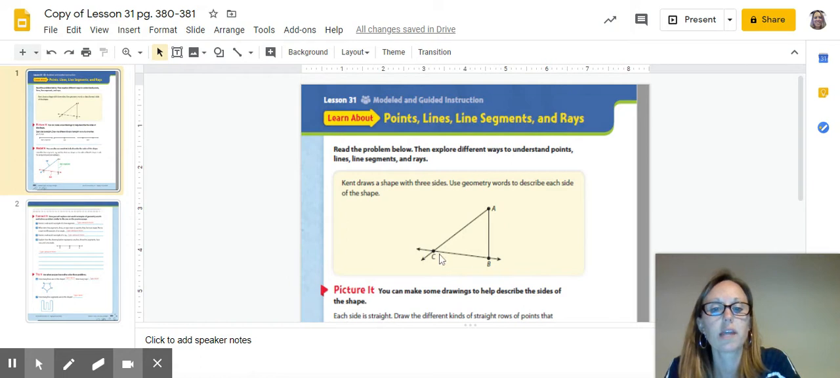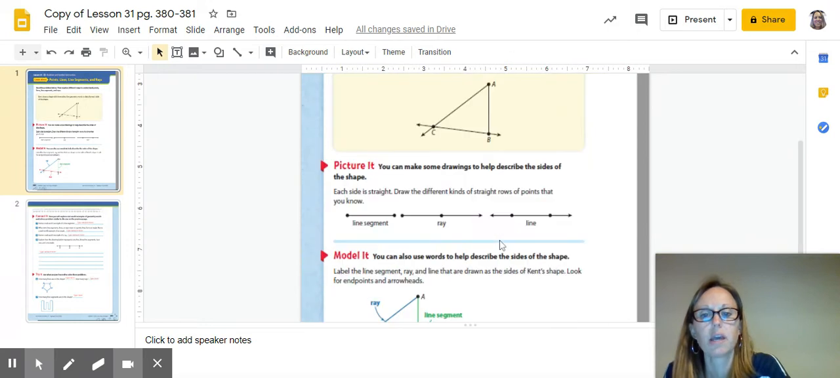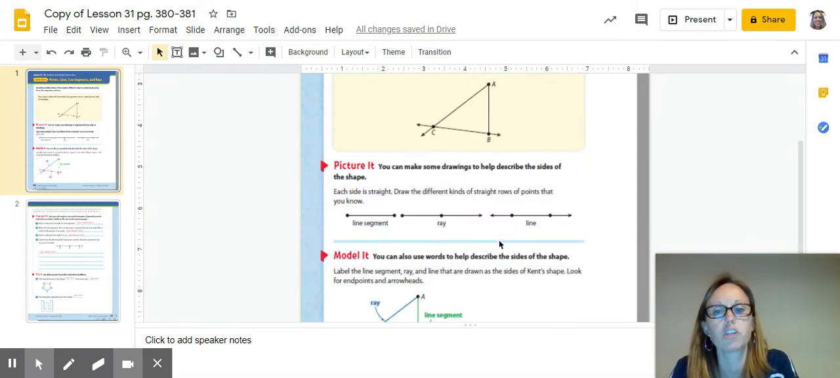And then this down here, because it has arrows in both directions, this is our line. So we have line CB or line BC because it goes on in any direction. You can also have other points along this line, and it would be named different things. Like it could be line BD, it could be line DB because it continues to go on in both directions.